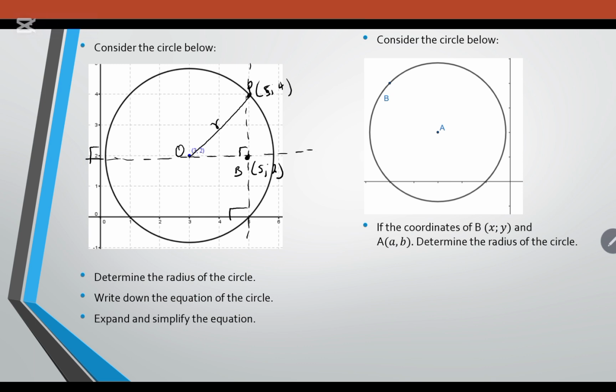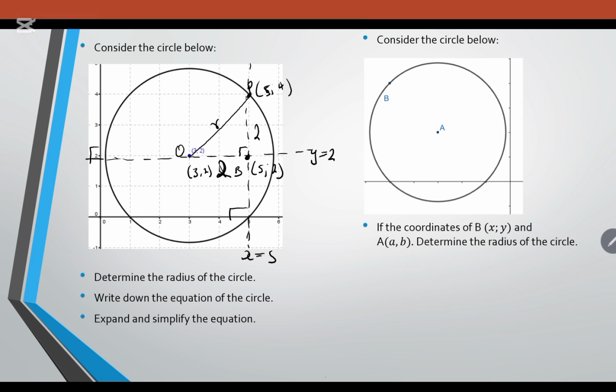This horizontal line is the line y is equal to 2. This vertical line is the line x is equal to 5. This value comes from point P and the other one comes from point O, since the coordinate of O is 3 and 2. Now we need to find the length of the radius. Looking at the length BP, it is 4 minus 2, which is 2 units. The length OB is 5 minus 3, which is 2 units.